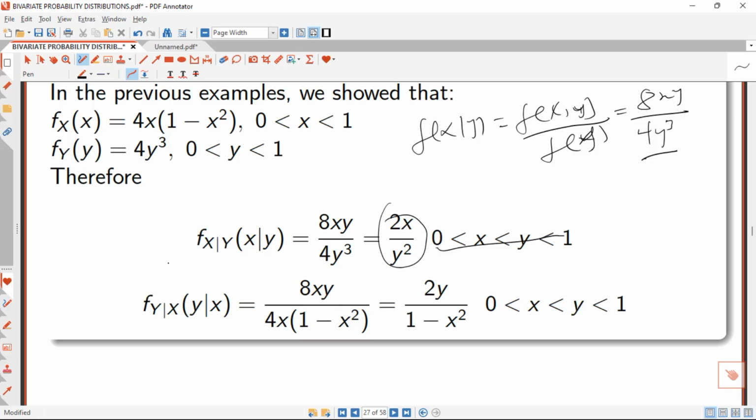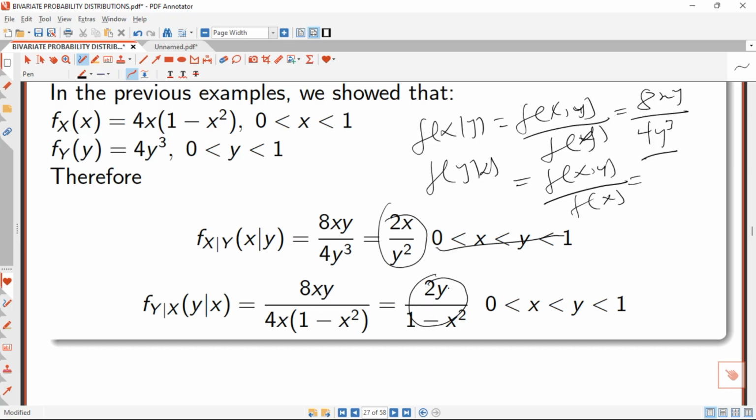And then the marginal of y given x can also be expressed as the joint of x and y divided by the marginal of x, of which when you do it very well we are going to get this one.